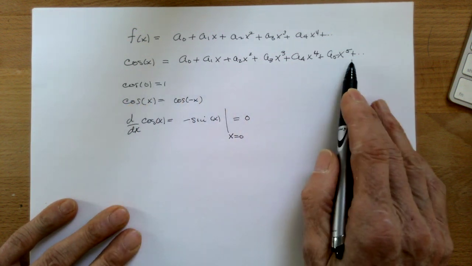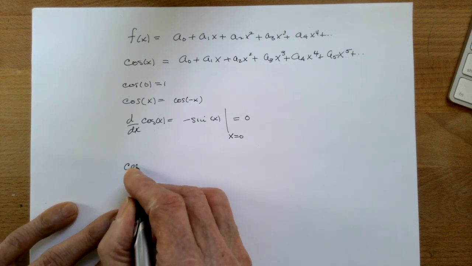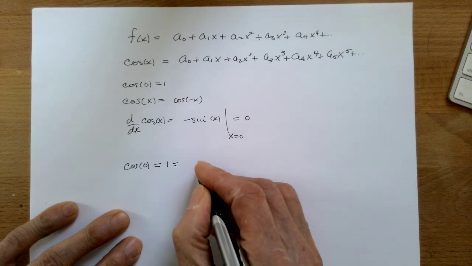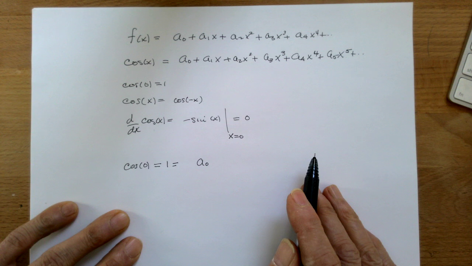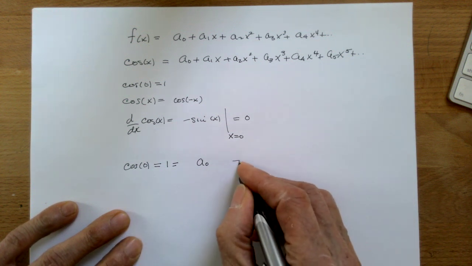Let's plug in x equals 0. On the left-hand side, we'd have the cosine of 0, which of course we know is 1. And on the right-hand side, we just get a0 because all these other terms are going to be 0. They all involve an x or an x squared or an x cubed, and x is 0. So now we know a0. a0 is 1.